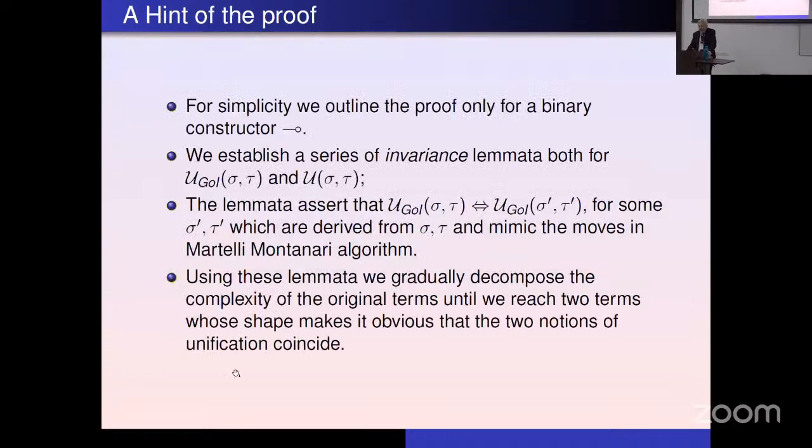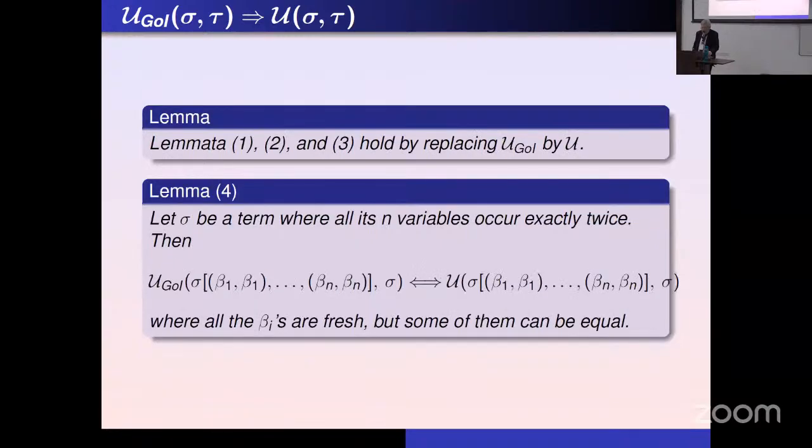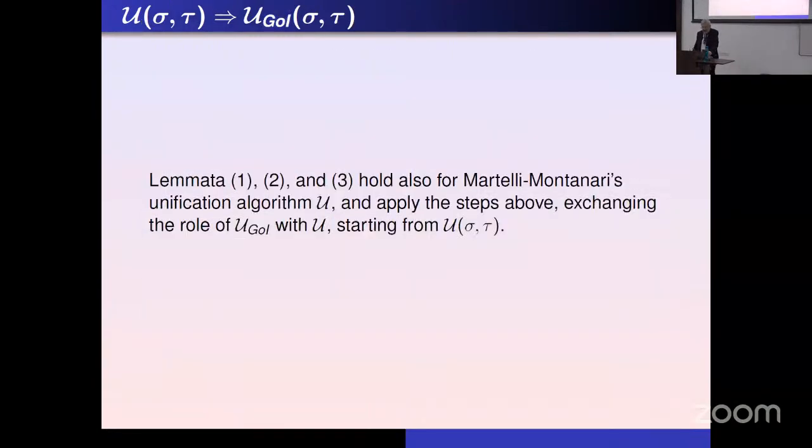Hint of the proof: we establish a series of invariance lemmata, which decompose the complexity of the terms and then rebuild this complexity. And at the bottom, the two terms are so similar that it is obvious, on the nose, that the two notions of unification coincide. This is, of course, the technical results that are in the paper that I'm not interested in showing.